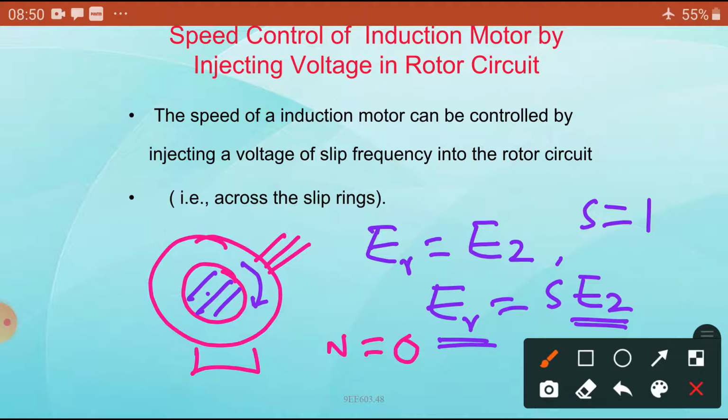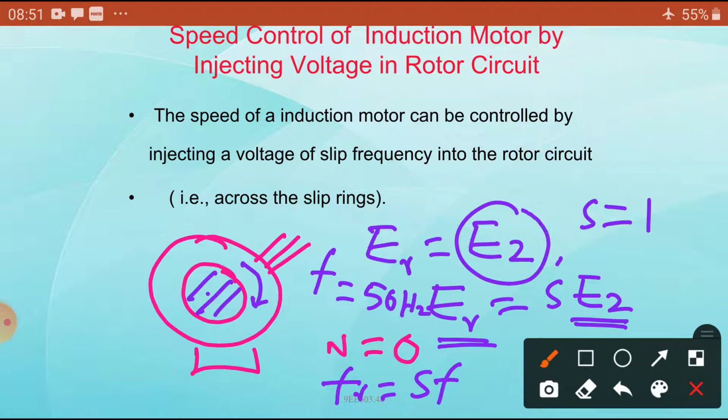At that time, the frequency of the rotor induced EMF, Fr, is equal to S into F. F is the supply frequency, that is 50 Hz. Since S is equal to 1, the rotor frequency is also 50 Hz. Okay, so initially the voltage is E2 and Fr is equal to F, 50 Hz.